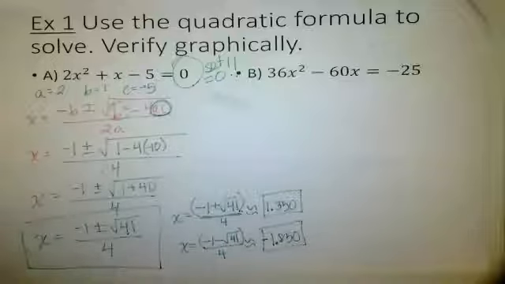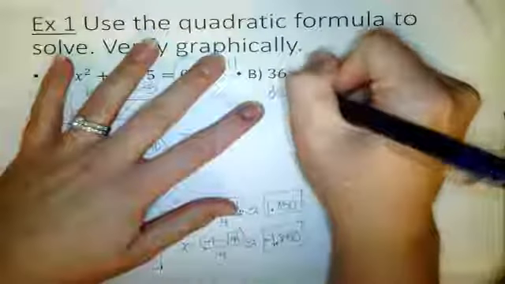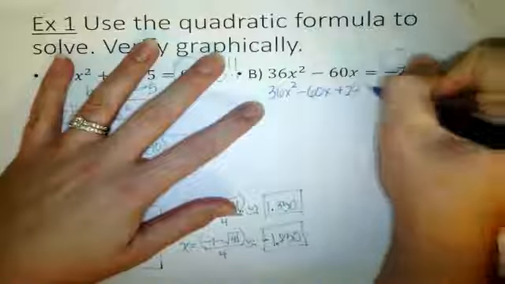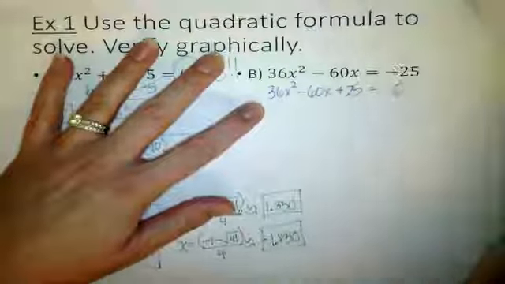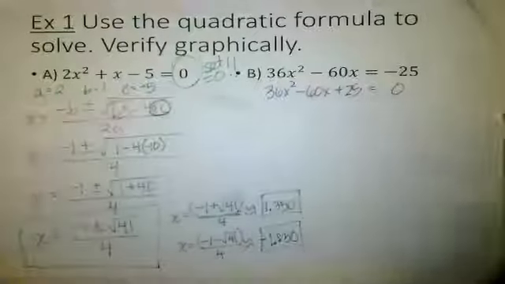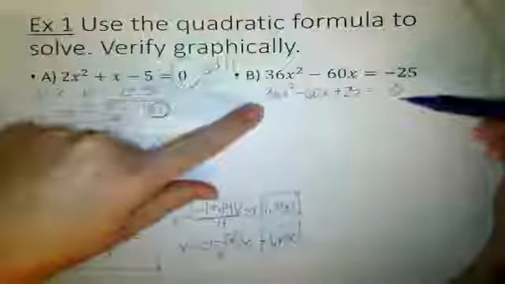What should we do? Add 25. Good. So 36x squared minus 60x plus 25 equals 0. They're large numbers, so I'm definitely going to rely on my calculator. Is there a GCF I could divide out? Because that'd be nice.